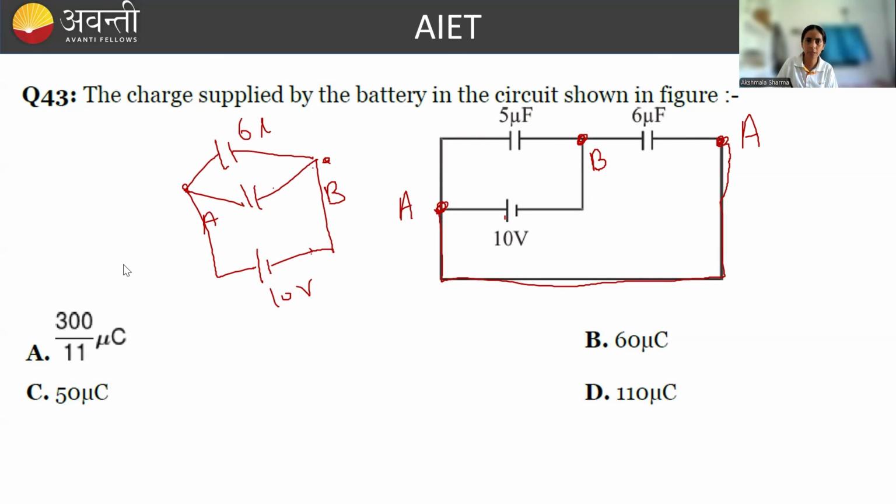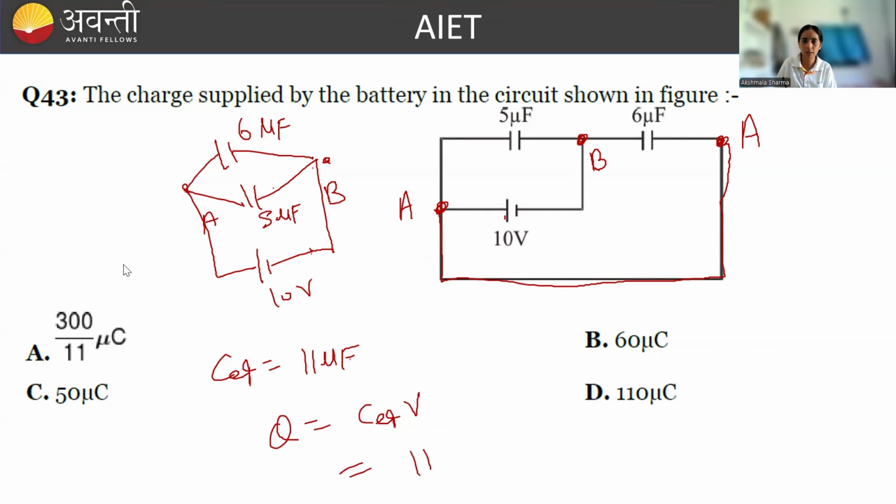So this is 6 microfarad. This is 5 microfarad. Since they are in parallel, we will add them like in series. So C equivalent is 11 microfarad. What will be the charge? So Q equals C equivalent times V. So 11 into 10, that is your 110 microcoulomb. So question number 43, and the answer will be what? B. Answer is B.